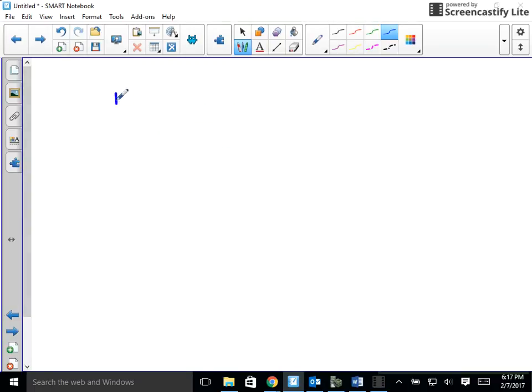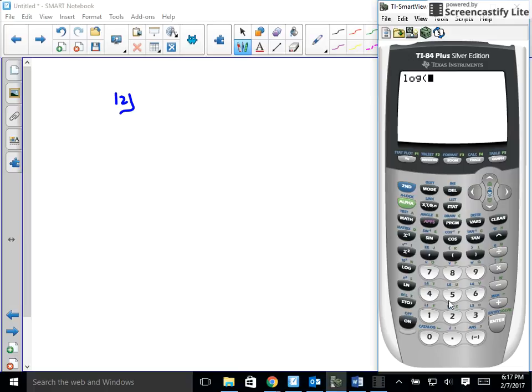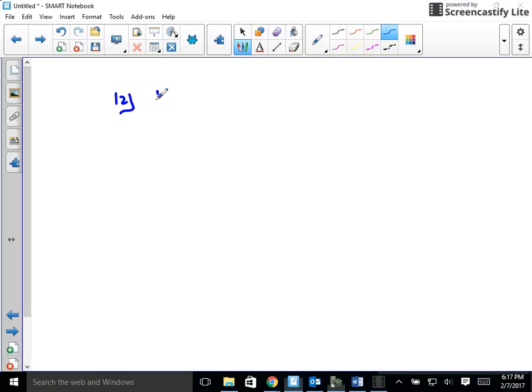Last thing to do here, number 12. I'm going to simply take the log of 20 divided by the log of 7. So I'm going to do that on my calculator here. I'm going log of 20. All right, I'm going to close that out, take that and divide that by the log of 7. And that gives me 1.54. It says round to the nearest hundredth. So I'm going to call that 1.54.